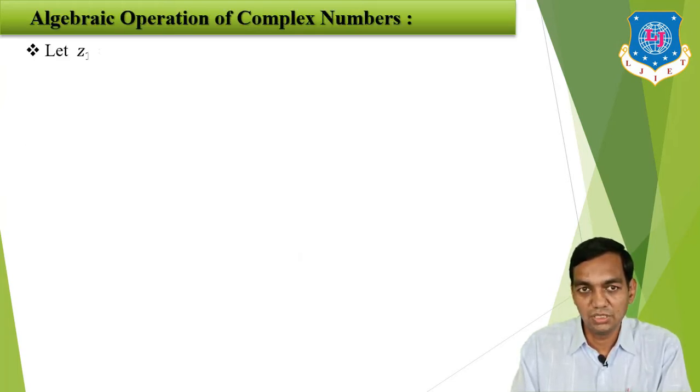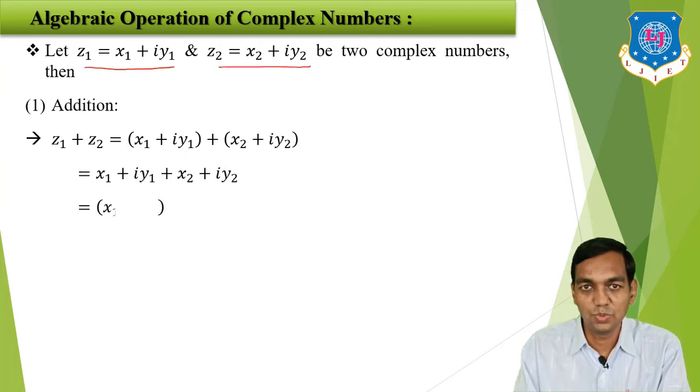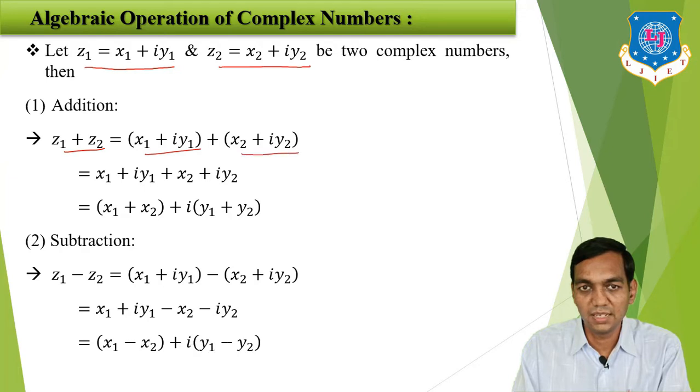Now, algebraic operations of complex numbers. That means addition, subtraction, division and multiplication. So, if z1 is x1 plus iy1 and z2 is x2 plus iy2 are two complex numbers, then the addition z1 plus z2, that is x1 plus iy1 plus x2 plus iy2, is given by x1 plus x2 plus i into y1 plus y2. That means the addition of real parts plus i into the addition of imaginary parts.